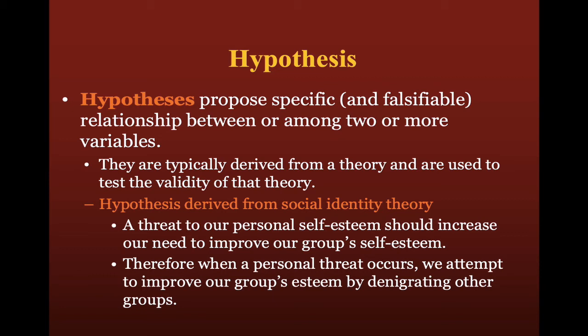So as you can see here, this is a hypothesis that you can go out and test. And they've done multiple tests on this particular hypothesis. And they show that if someone's personal identity has been threatened, they'll then rely on their social identities to protect themselves, and they'll denigrate outgroups to make their social group look better, which in turn makes them feel better about themselves.